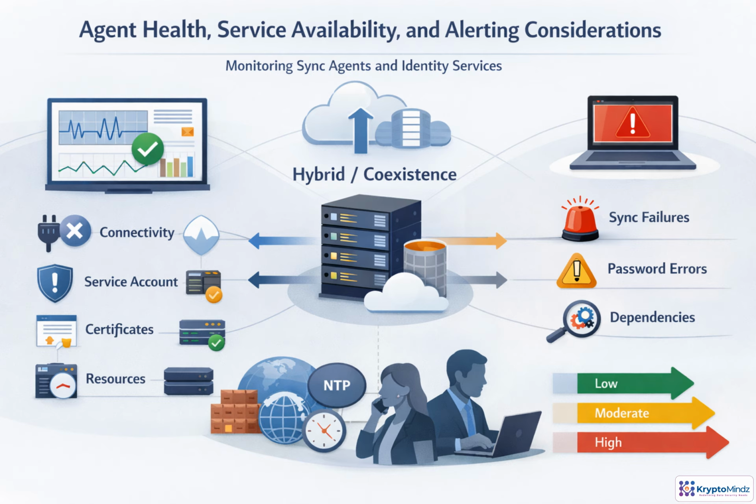Also document hidden dependencies: outbound access, proxies, TLS inspection, domain controllers, and time sync. Finally, define escalation by severity and business impact. An identity alert affecting many users should never wait in a generic operations queue.